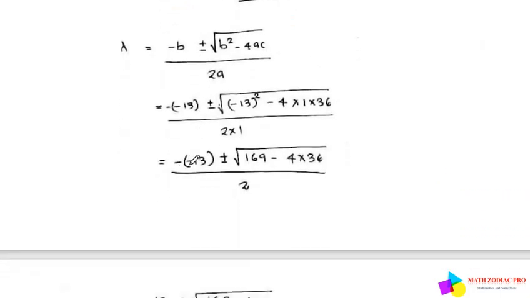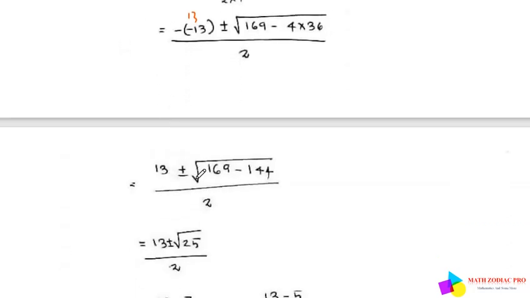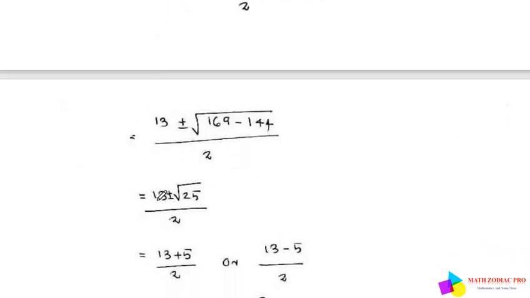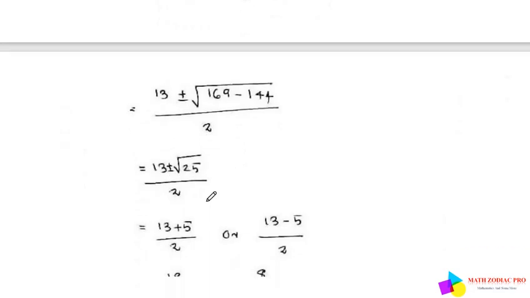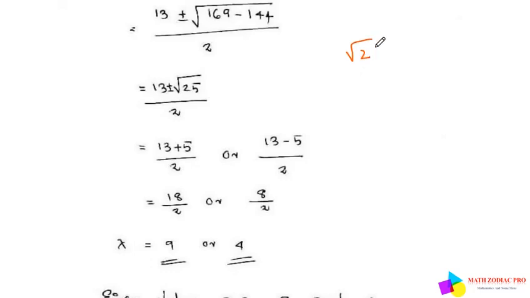So minus into minus gives 13. Plus or minus root of minus 13 all square equal to 169, minus 4 into 1 into 36 equal to 144, divided by 2. So 13 plus or minus root of 169 minus 144, divided by 2. So we get 13 plus or minus root 25 divided by 2. Okay, so root 25 equal to 5. So we get 13 plus or minus 5 divided by 2.